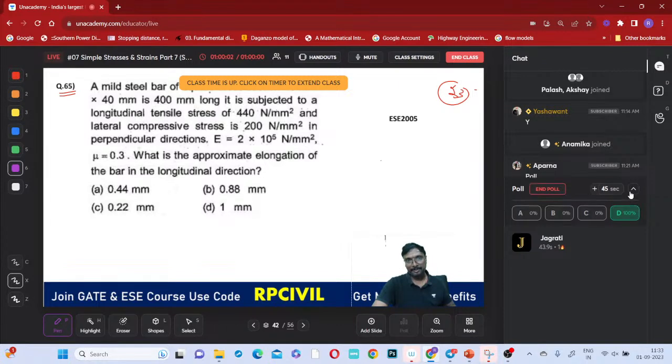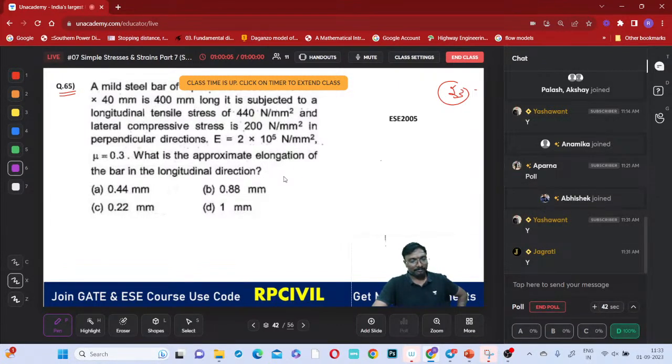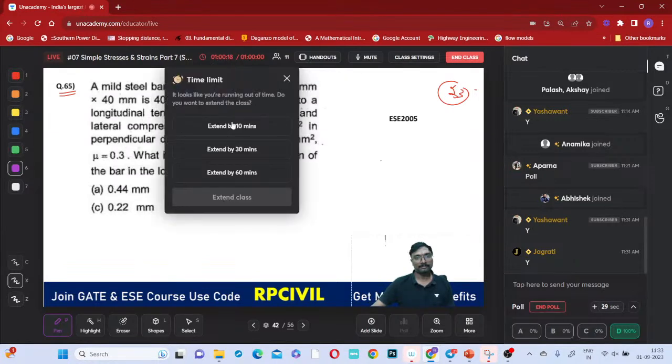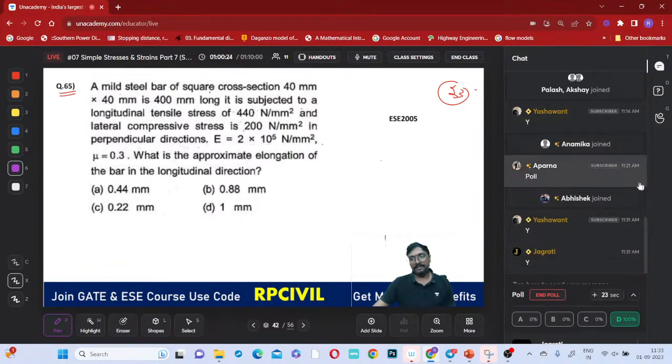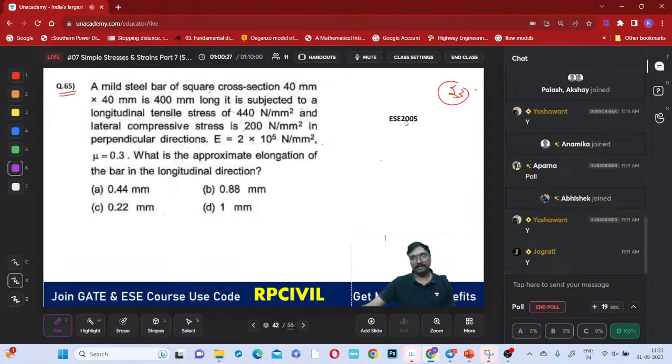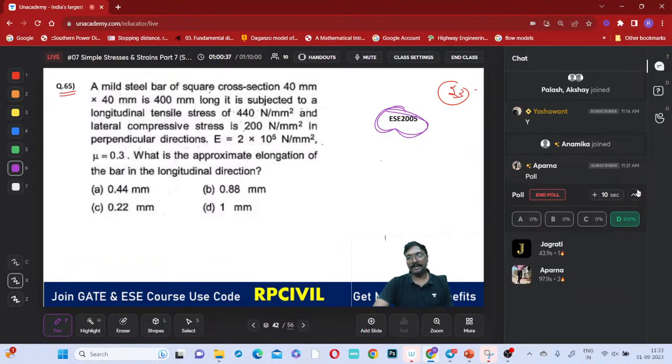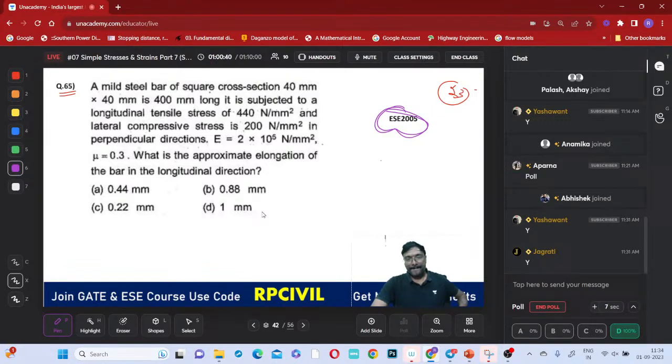Jagrati answered correctly from special class. Only Jagrati answered. What about the others? This is an ESE 2005 question, you can see. Aparna also answered correctly. Simple stresses and strain energy also will be discussed in this part only.